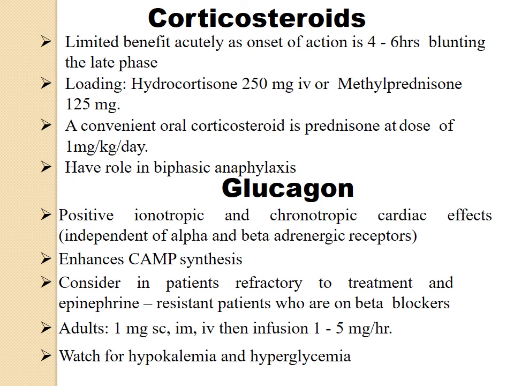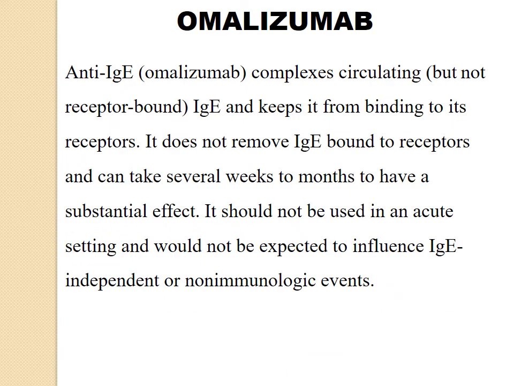corticosteroids. Limited benefit actually, as onset of action is 4 to 6 hours, blunting the late phase. Loading hydrocortisone 250 mg intravenous or methylprednisolone 125 mg. And another drug is glucagon, which shows positive inotropic and chronotropic cardiac effect independent of alpha and beta adrenergic receptor, and enhances cAMP synthesis. In this manner, they are working.